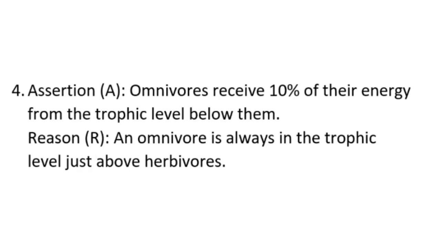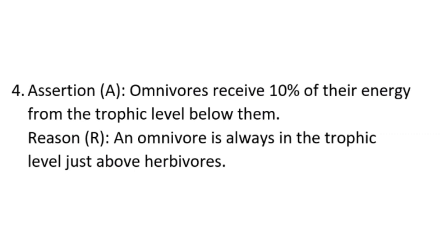Next question, assertion: omnivores receive 10% of their energy from the trophic level below them. Reason: an omnivore is always in the trophic level just above herbivores. We know according to the 10% law, every organism will receive only 10% from the previous trophic level. That is actually true for any organism, whether it is omnivore, carnivore or herbivore. An omnivore is always in the trophic level just above the herbivores is a wrong statement. Why? Because omnivores can occupy different trophic levels according to the food they eat.